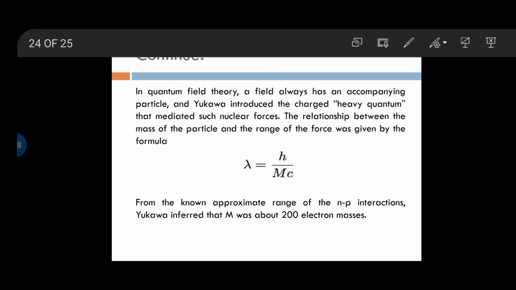As we discussed, according to quantum field theory, a field always has an associated particle that is necessary for the interaction of two particles, and Yukawa introduced the heavy charged quantum that mediated such nuclear forces. Yukawa introduced the concept of mesons. We have discussed that the existence of virtual photons seems to violate the law of conservation of energy. But it is necessary for the exchange particles to obey the uncertainty principle.